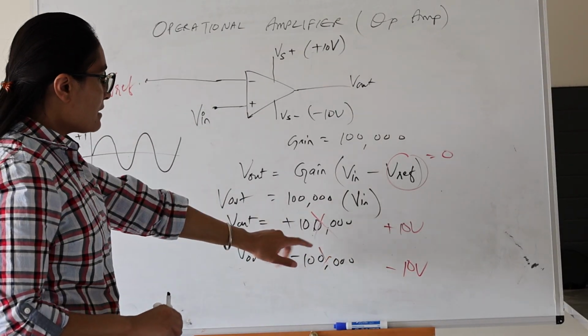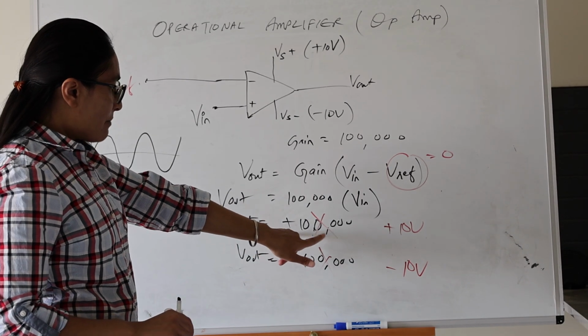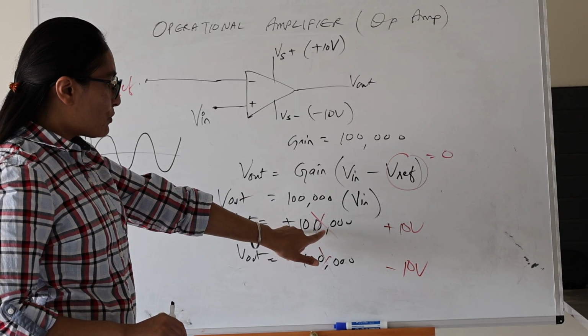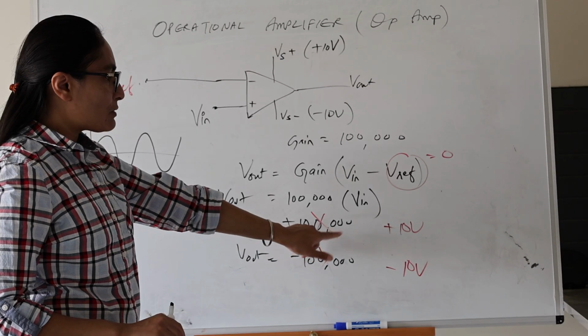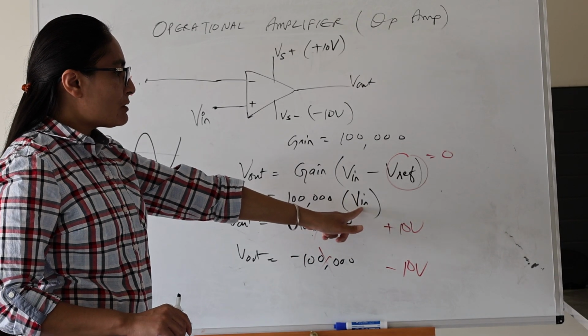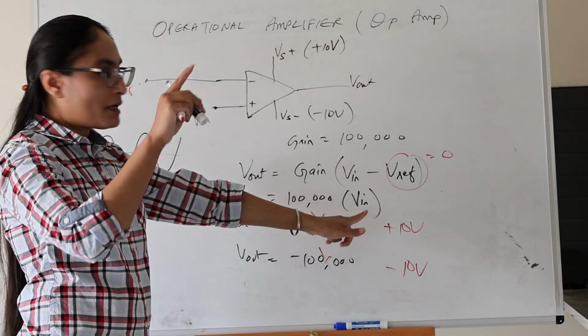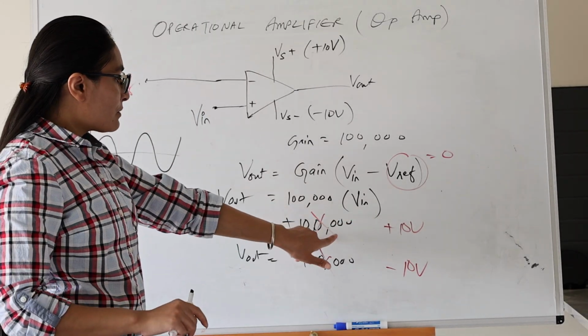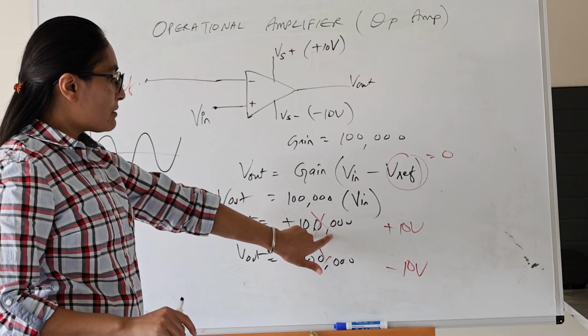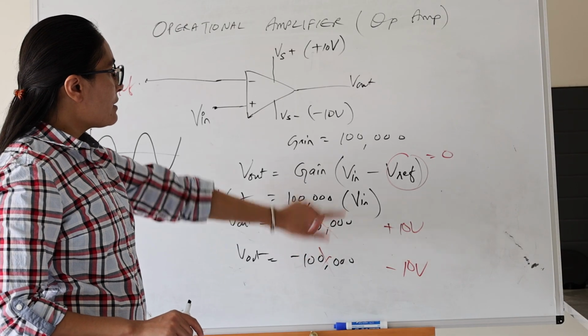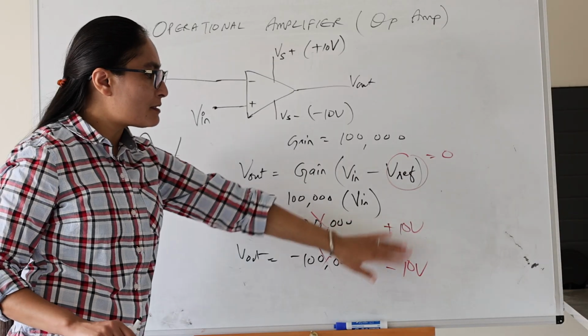Why? Because the math says that your output should be 100,000. So no matter whether it's +1 or plus 0.00009, whatever, it is still going to be a big number. That means we are going to be hitting the limits. So it's going to be capped at this number.